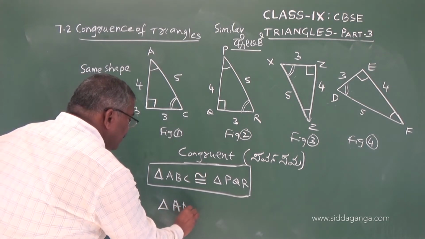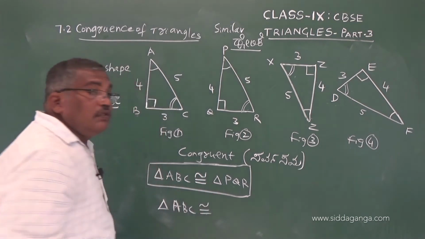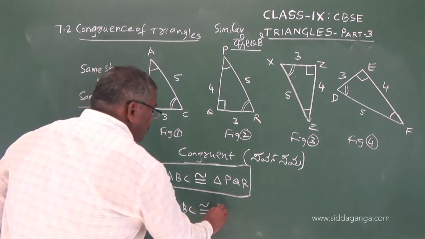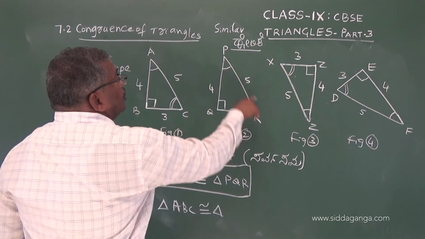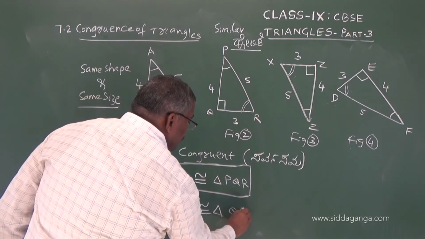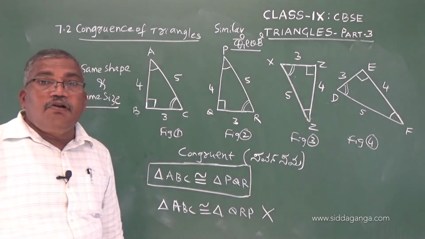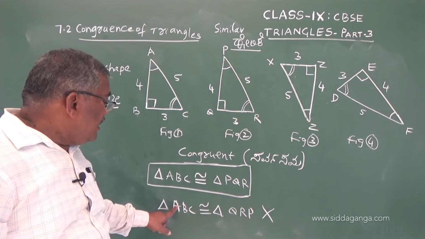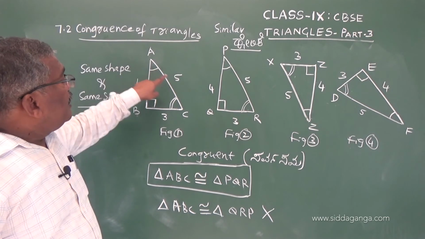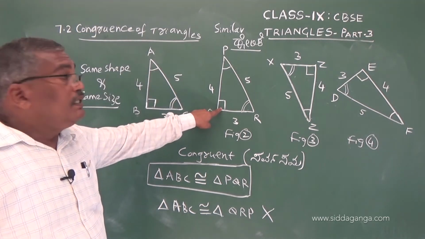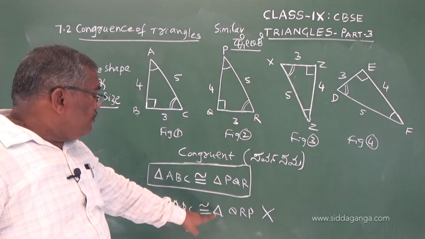Triangle ABC is similar to triangle... See, we cannot write like this. Instead of PQR, we cannot write QRP. If you write QRP, this is a wrong representation, because angle A is not equal to angle Q. Angle A is some value and angle Q is 90 degrees. A is not equal to Q, A is equal to P. So therefore, we cannot represent like this.